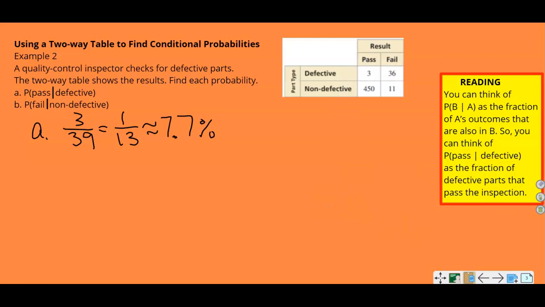All right, B part, let's see what B part says. We want the probability that fail given non-defective. All right, probability of fail, okay, we have one column here that's fail, given non-defective, and here's non-defective. So this column here is our non-defective parts, and fail would be 11 out of that. So we're going to have 11 out of 450 plus 11, which is 461.